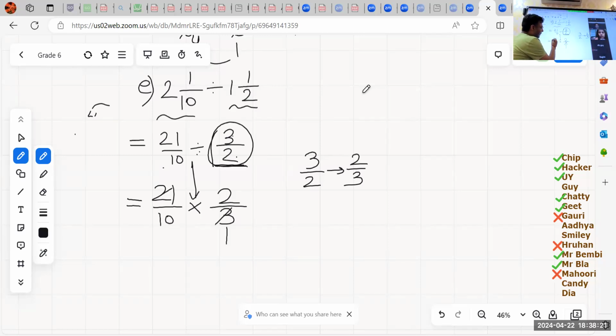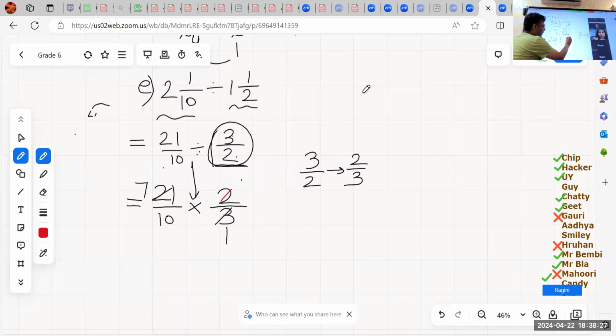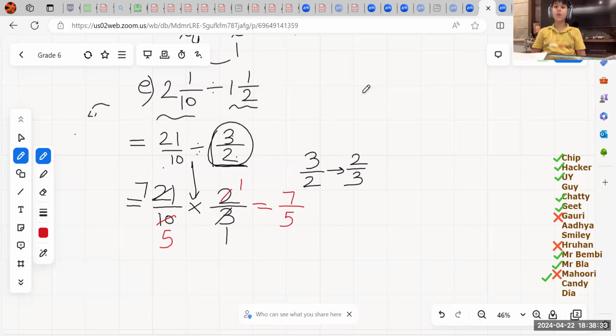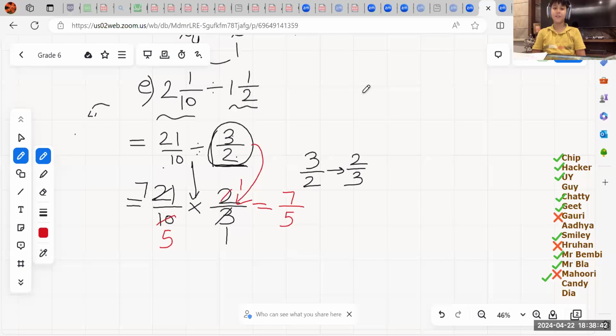3 divided by 3 is 1. 3 sevens are 21. Then we can simplify this 2 also. 2 divided by 2 is 1. 10 divided by 2 is 5. So I will get 7 by 5. Sir, don't we have to do the reciprocal? बेटा 3 by 2 का रेसिप्रोकल 2 by 3 हो तो गया. Yeah, I straight away did it. I did not find the reciprocal. I just put the multiplication sign together.